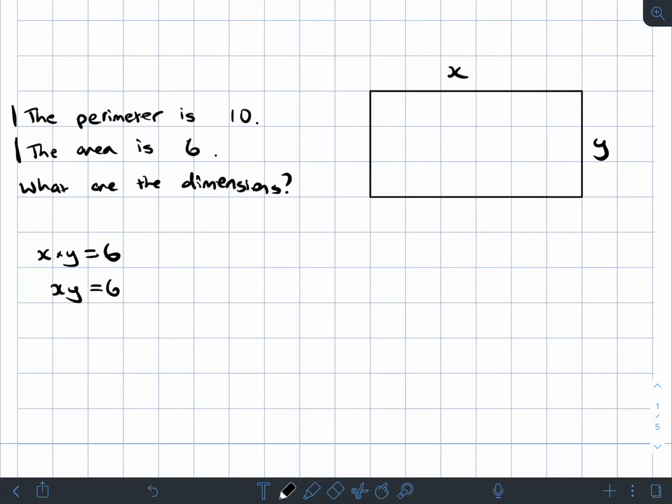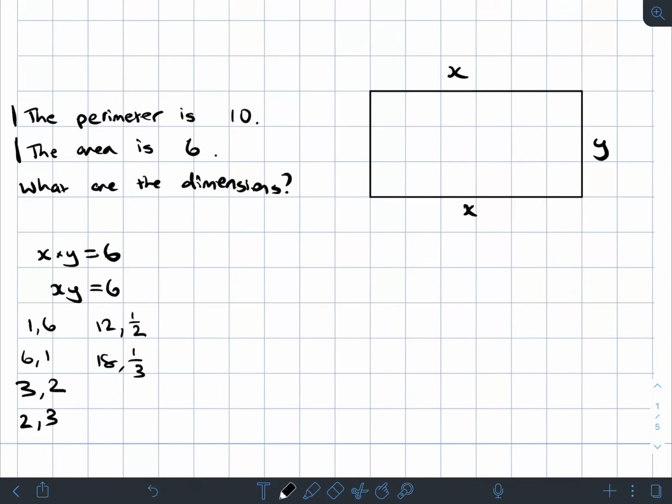So what different possibilities could we have? We could have 1 and 6. We could also have 6 and 1. We could have 3 and 2, and then 2 and 3. What else could we have? We could have 12 and a half, for example, because 12 times a half is 6. Could also have 18 and a third. So lots of different ones, okay? So they don't just have to be integers or whole numbers, they can also be fractions.